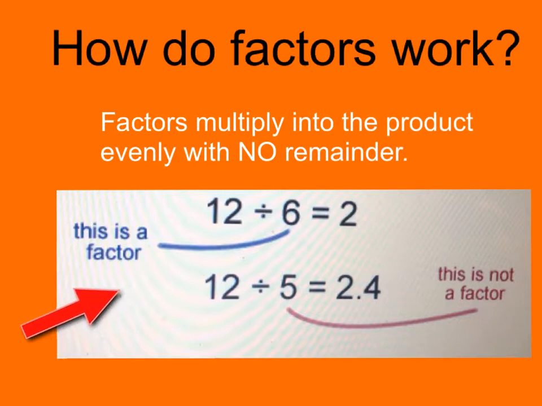As you can see in this problem, in the first set, 12 divided by 6 equals 2. 6 is a factor of 12 because it divides evenly with the product of 2 remaining. Whereas down here in the second equation, 5 is not a factor of 12 because it does not divide evenly. The product has a decimal remaining.